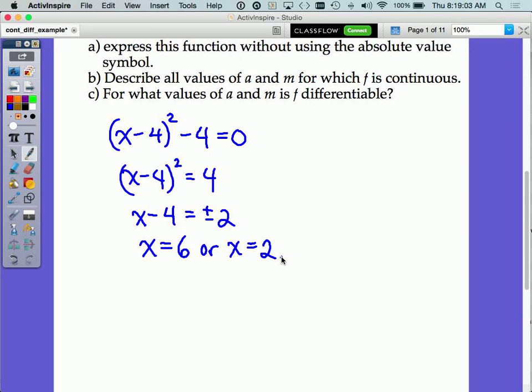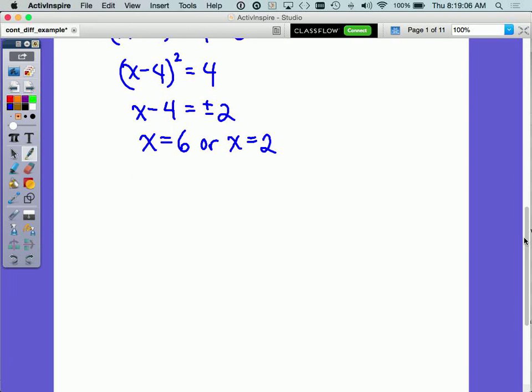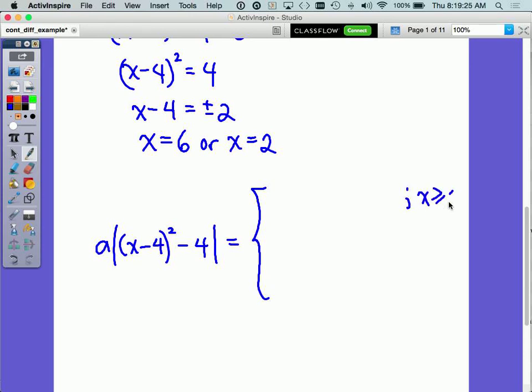And now we can rewrite this function piecewise. So the function we had originally was a times the absolute value of (x minus 4) squared minus 4. And we can now break this up into 3 pieces. We're going to have the piece where x is greater than or equal to 6. We're going to have a piece from 2 to 6. And we're going to have a piece where x is less than or equal to 2.